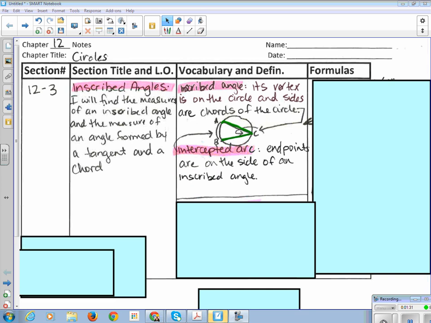An intercepted arc, so if we're using the same picture, which please, let's use the same picture and save ourselves some effort. An intercepted arc is this guy here, he's AB. Endpoints are on the side of an inscribed angle. So an intercepted arc is the resulting arc from an inscribed angle.